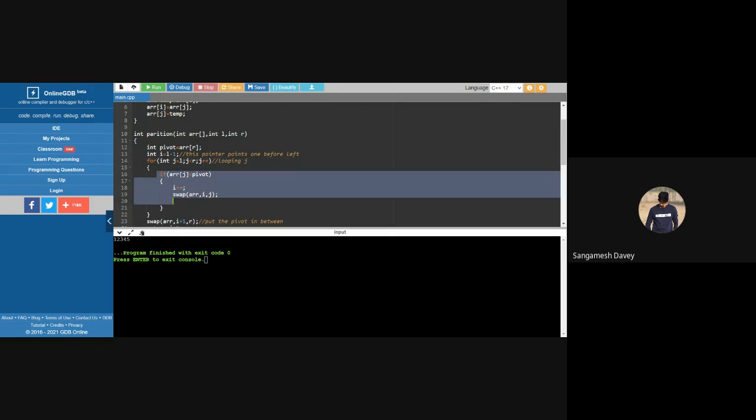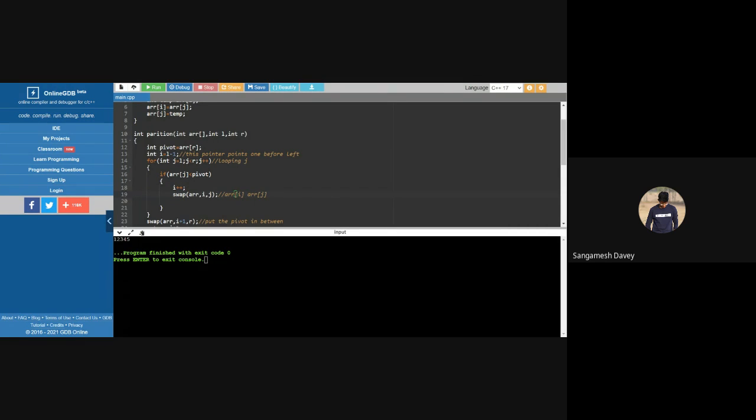Now concentrate on this. If ARR of J is less than pivot, you remember the I over here, I am incrementing the I. After that, I am swapping ARR of I and ARR of J. I repeat again: I am looping J till the end of the loop. With less than pivot, I'm doing I plus plus, and I'm swapping ARR of I and ARR of J.